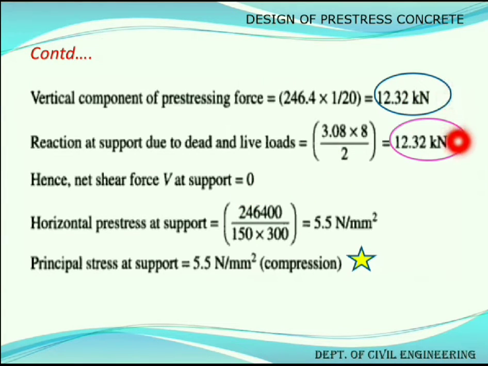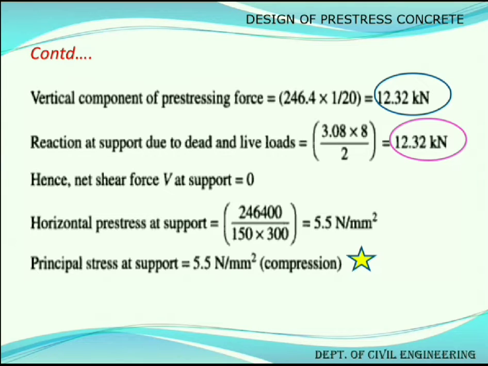So see these 2 points. Okay, so this becomes very important. Next, horizontal pressure at the support. Now we can find the horizontal pressure directly, that is P divided by area. We are finding the horizontal pressure directly using the relationship P, which we have found out, divided by the area of the section. We get the answer as 5.5 Newton per mm square.